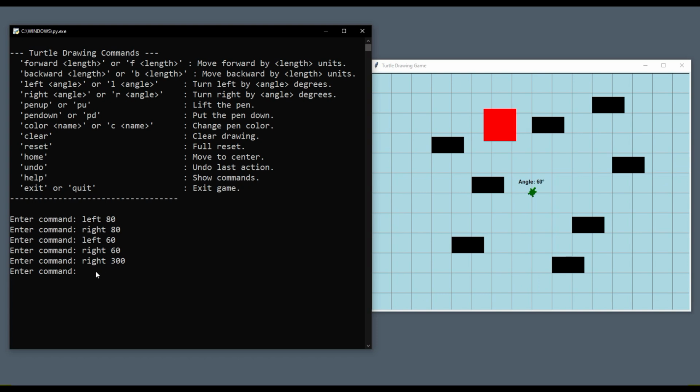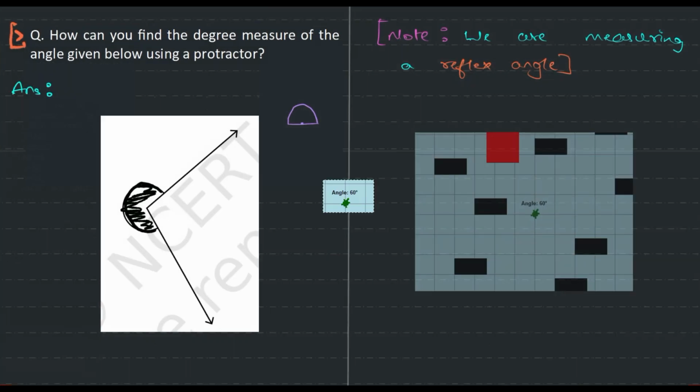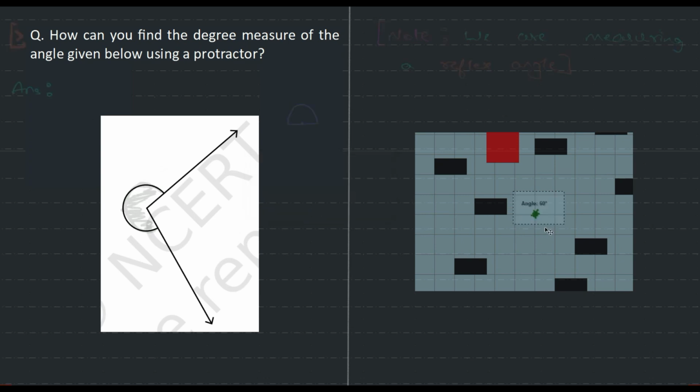I typed here, please, you need to observe this. I typed here right 300, but I ended up with the same direction. Okay. Let me kind of copy this. I have ended up with the same direction. Yeah, if I do something like this, technically if I overlap it, and if I do something like this, can you see that? It's very light, very, very light, but it's overlapping. It's in the same direction.